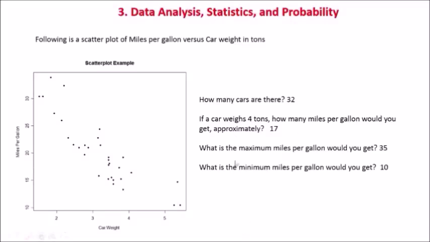So then another question is, what is the maximum miles per gallon you would get? That means the maximum miles per gallon is way up at the top here, right? So that is about 35 miles per gallon. So that's the maximum miles per gallon. And then what is the minimum miles per gallon you would get? If you just look at these 2 points here, if you just go across, that's about 10. So 10 miles per gallon is the minimum, okay? So let's move on to the next one.